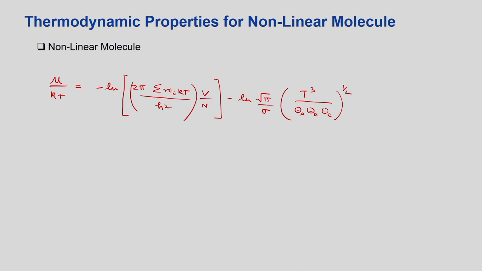Because you are doing what? How do you get mu? Mu by kT is just the derivative of the Helmholtz free function, which we got earlier, with respect to the number of molecules. When you do that, you get this expression basically.